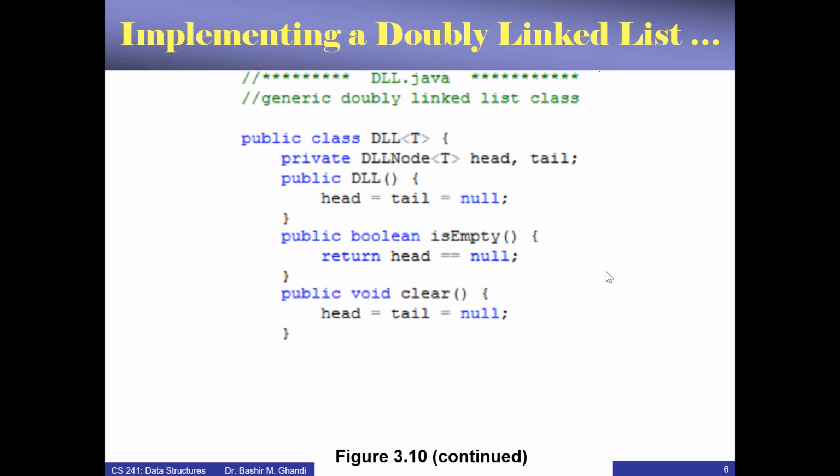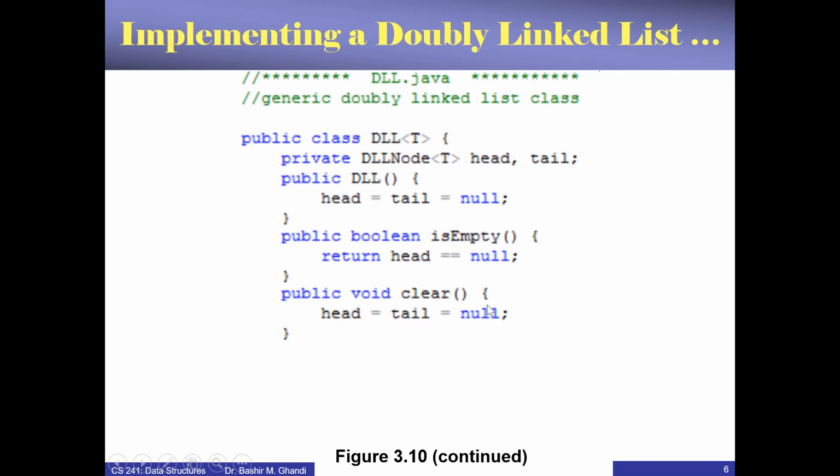Another easy method we can implement right away is the clear method. The clear method is expected to empty the list. So assuming the list has already been populated with a number of nodes and we want to empty it, you don't have to call delete from head, delete from tail, and so on until the list becomes empty. No, just simply say head and tail become null.